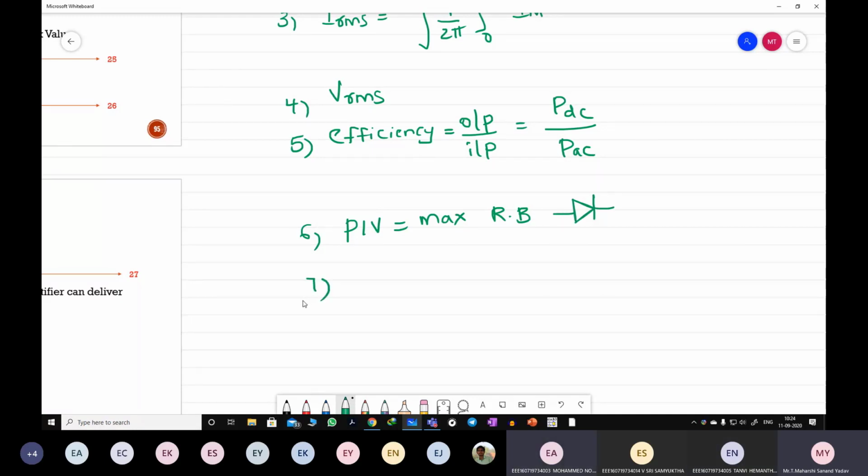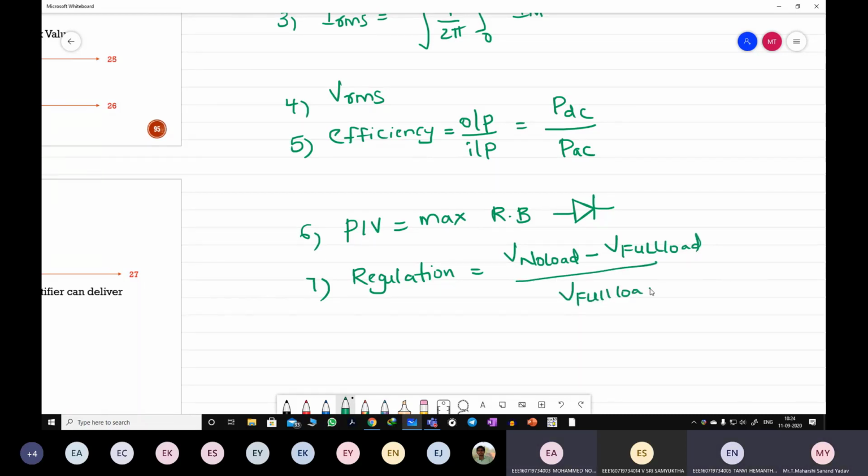Next, regulation. Formula for regulation: V no load minus V full load, by V full load, into 100.